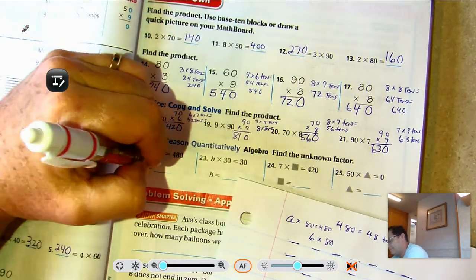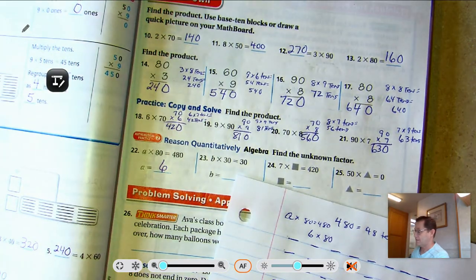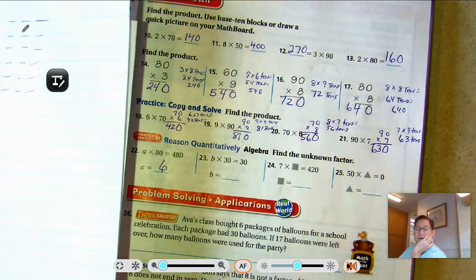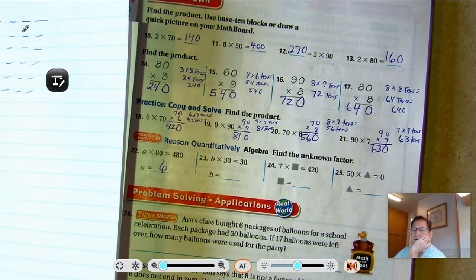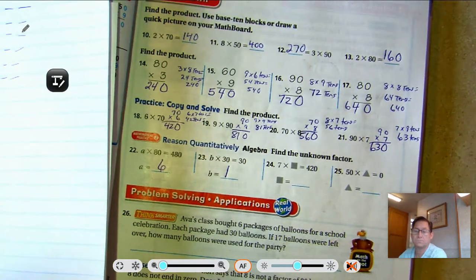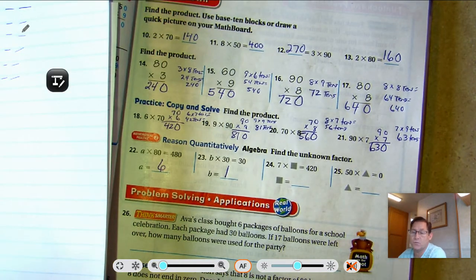Okay, so 6. Some number times 30 is 30. Oh yeah, I don't need to do any rows of that, right? It wants to know how many sets of 3 tens is 30. 1. Any number times 1 is that number.